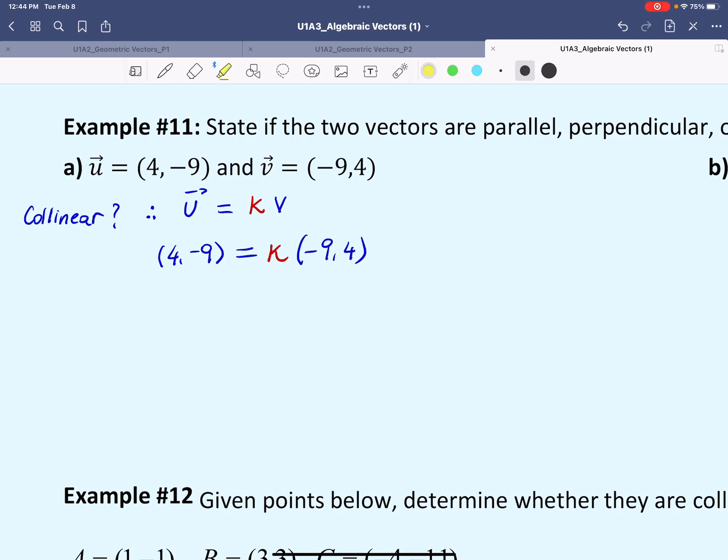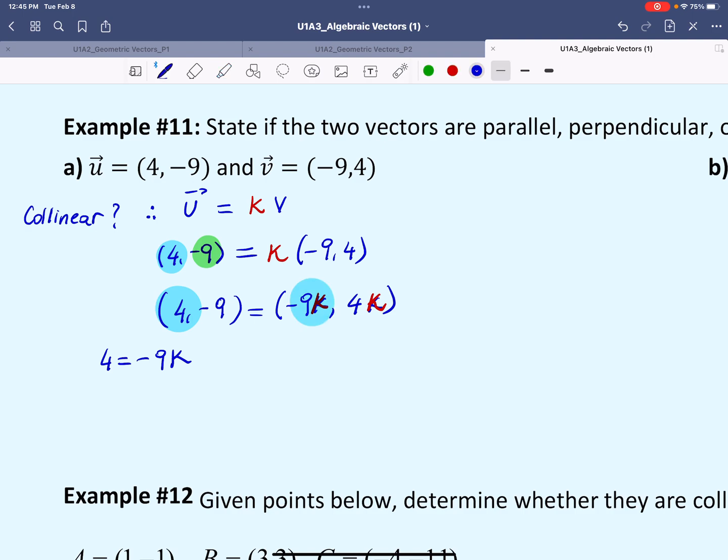So now we have to use the coordinates x and y in order to see if we get the same multiplier k. So 4, negative 9 must equal negative 9k and positive 4k. Okay, so we're multiplying by the scalar. And now we have to find out what k value will guarantee that 4 will equal negative 9k. So we'll say 4 must equal negative 9k, which means that the k value must be 4 over negative 9.